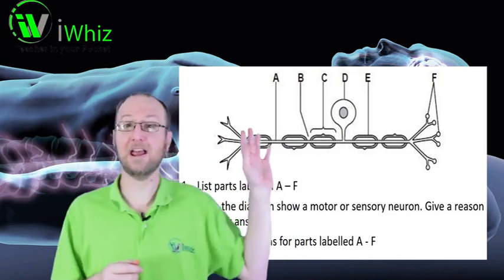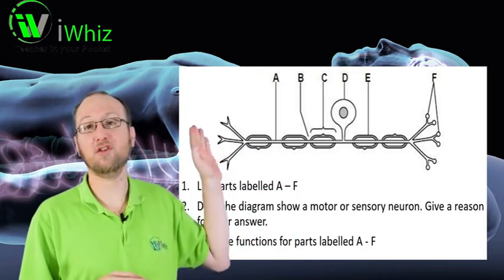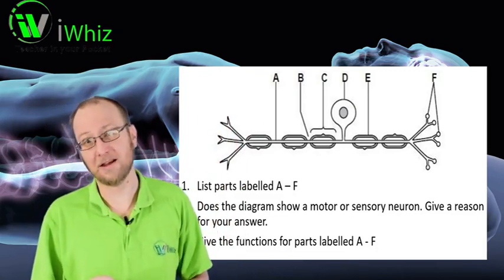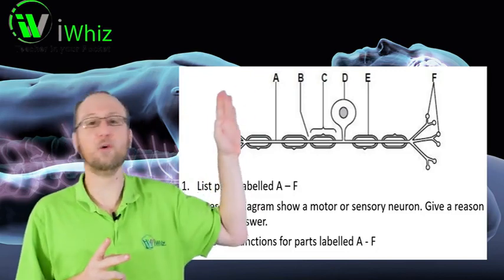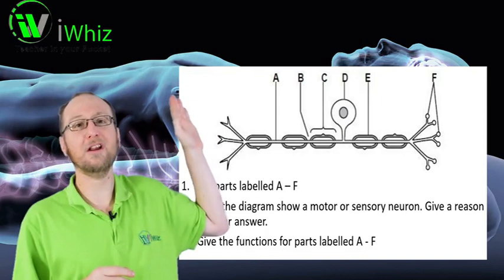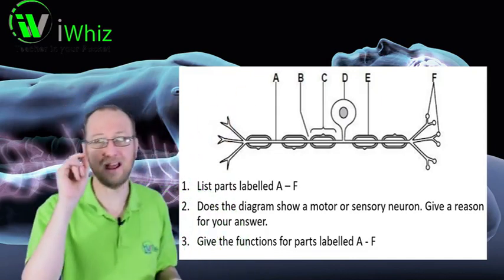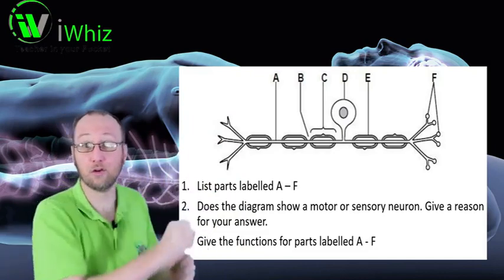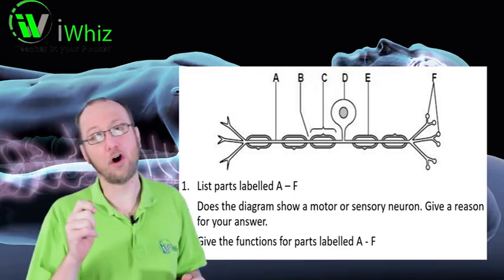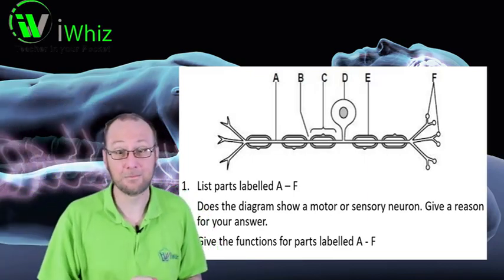Now, if we have a look at B, B is pointing to a gap between two special cells that surround neurons. Okay, so B isn't asking what we call those specialized cells. It's asking what is the gap or the node. There's a clue. What is the gap or node between those two specialized cells? Okay, guys, I hope you said it is the node of Ranvier.